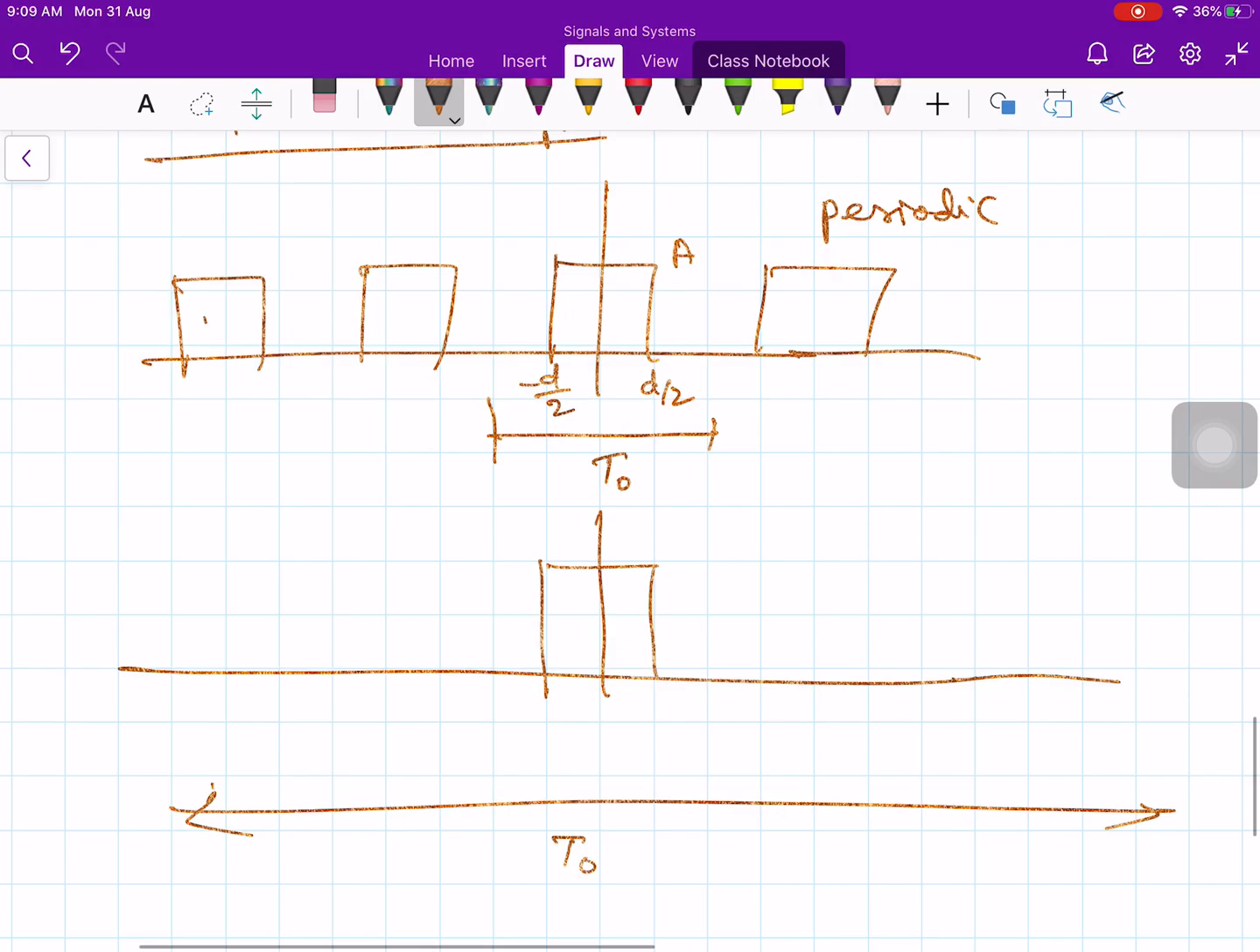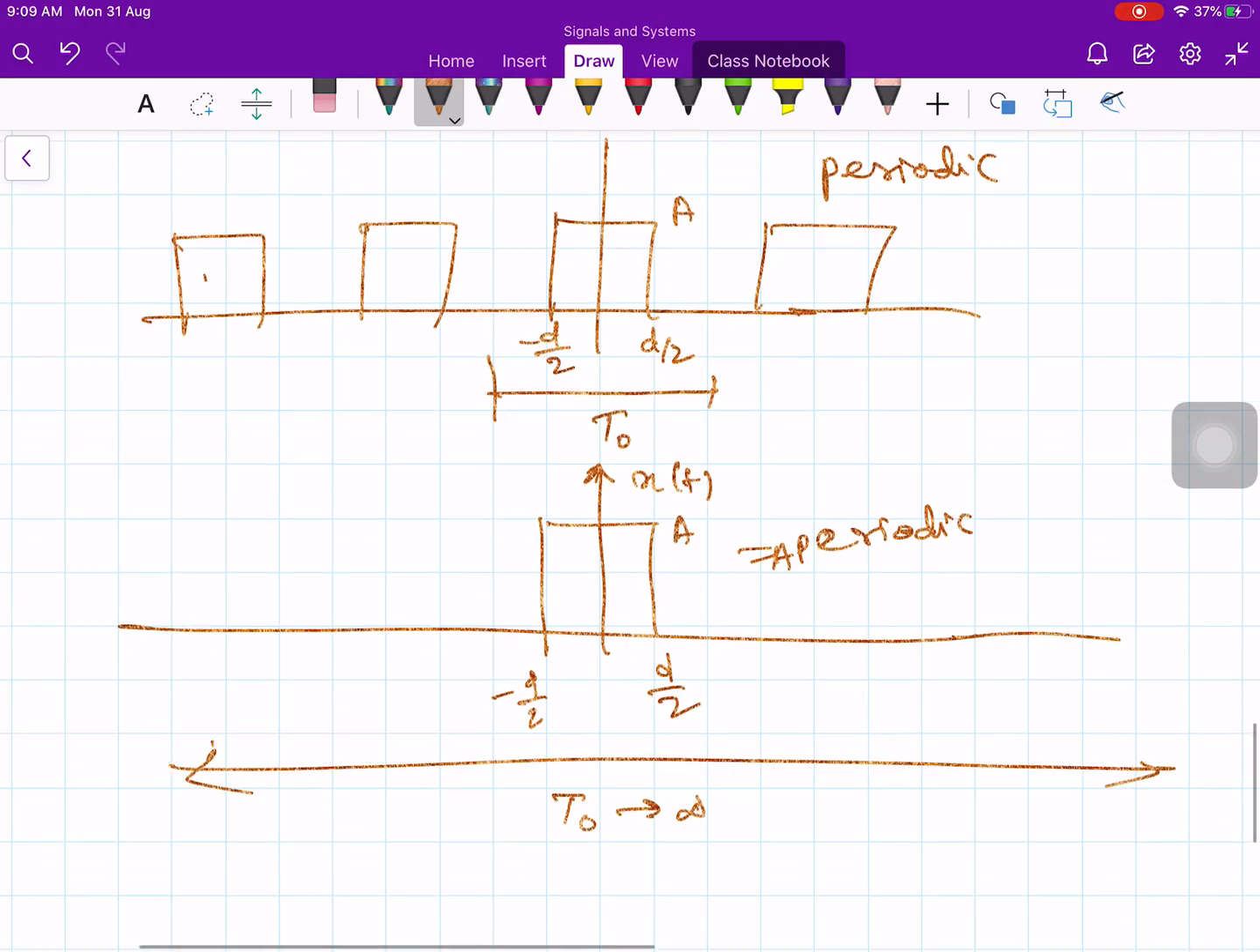T naught goes to infinity. So minus d by 2 to plus d by 2, and this is a, and now this case is aperiodic. So that is the only one difference. In periodic you have many pulses which are occurring with a fixed time interval, but in aperiodic case you have only one pulse, and that pulse occurs only once, that's all. It does not repeat itself. Therefore the period t naught tends to infinity.